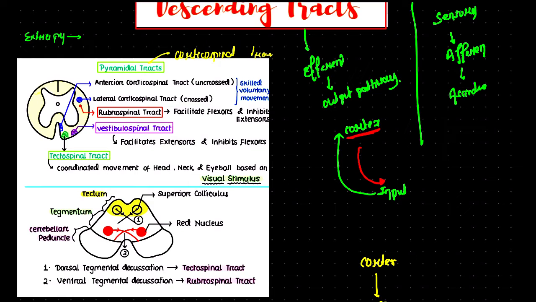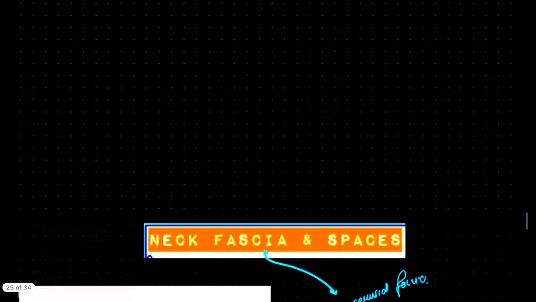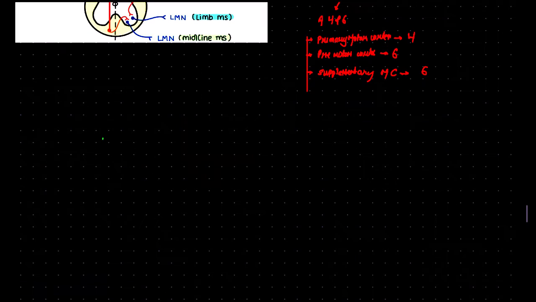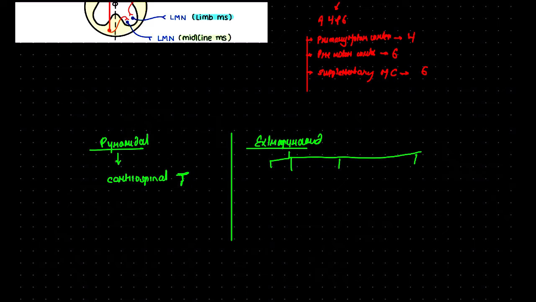Now briefly, one is our pyramidal, and another is our extrapyramidal. The pyramidal tract is also called the corticospinal tract. Don't worry, we'll see this in the diagram. And there are several other extrapyramidal systems that we need to mention, like tectospinal, rubrospinal, reticulospinal, vestibulospinal, and many others.